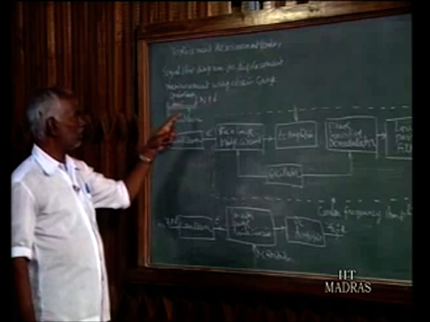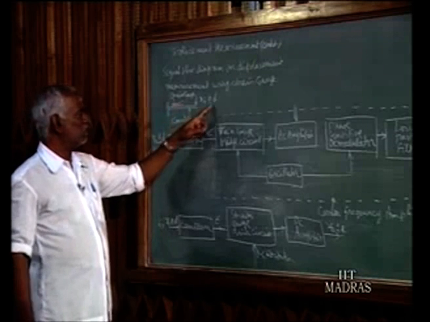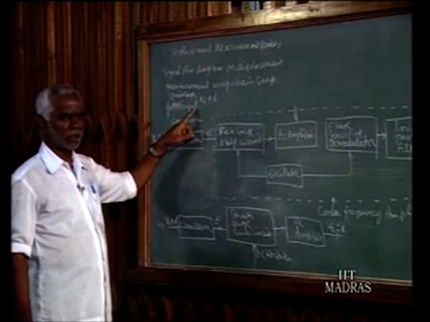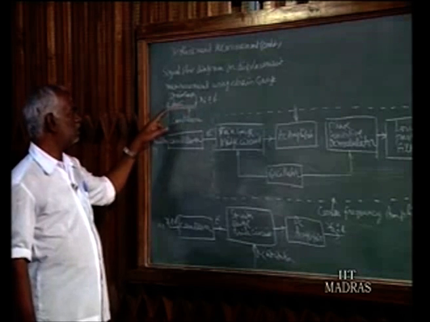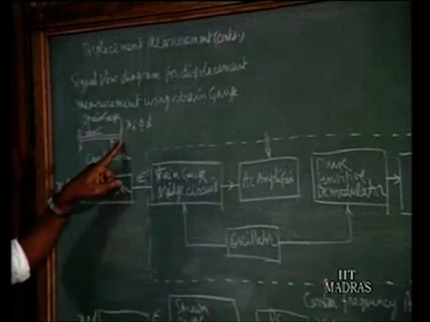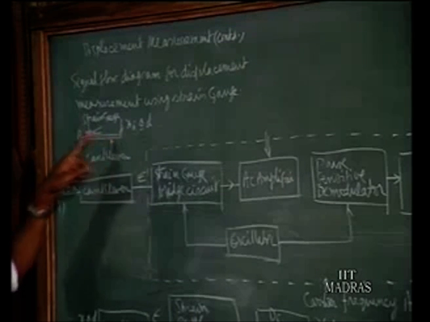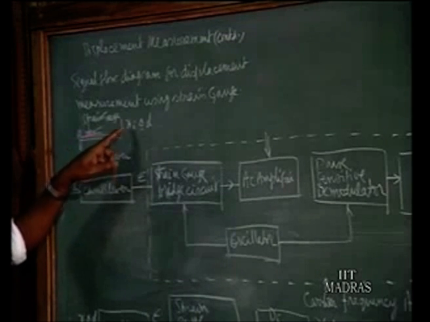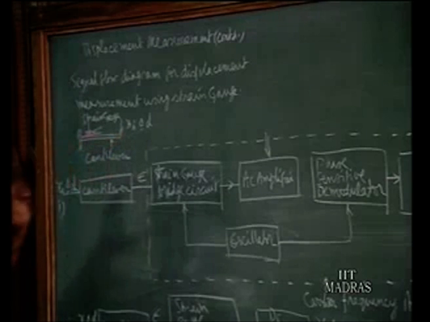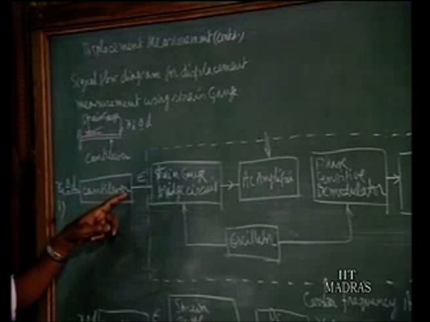If you want to measure a displacement, give the displacement to a cantilever, for example at the cantilever end. This is the fixed end, this is the free end. So give the displacement at the free end, and it will deform. By using this cantilever, the displacement signal is converted into a strain signal. That is what is indicated in the signal flow diagram.